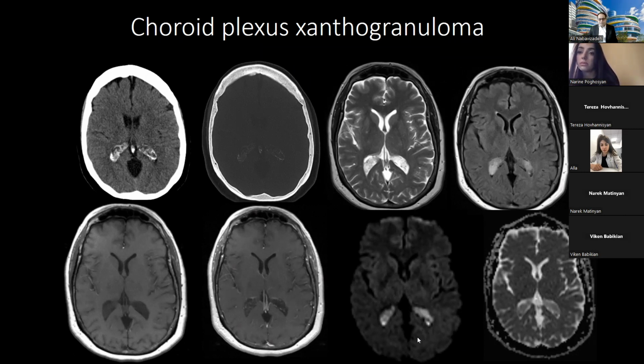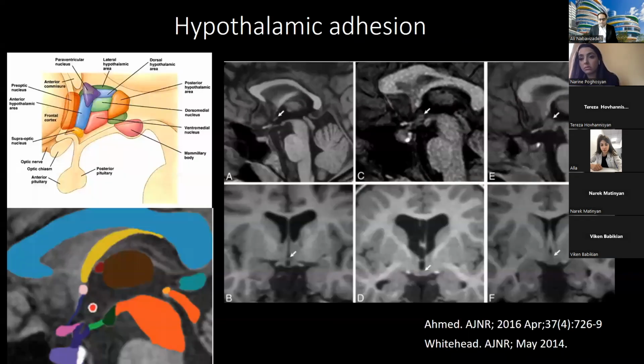Restricted diffusion is just because the cyst content is proteinaceous or thick and shows restricted diffusion. It doesn't mean that there is any cellular tumor or anything like that. Again, being aware of this entity is very important, so as not to misdiagnose serious pathologies.